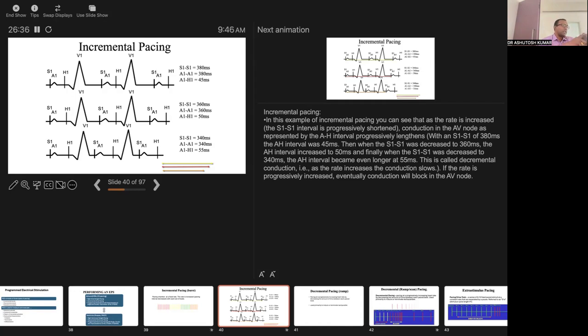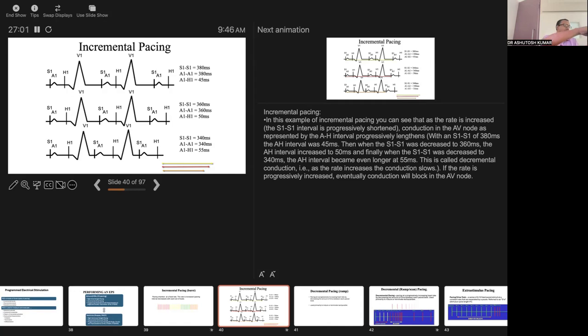So the same thing, when it is going from the AV node without any additional pathway, most of the time it is going here and the decrement will happen. But when it is switching from this to this, that is called jump. The conduction is not going to the fast pathway, it is going to the slow pathway. And this is defined by an increase of AH interval by more than 50 milliseconds.